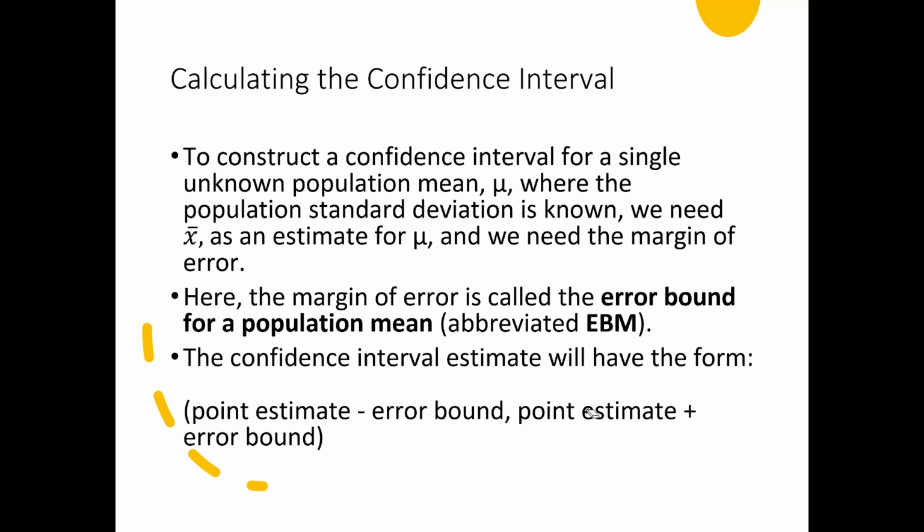Construct a confidence interval for a single unknown population mean mu, where the population standard deviation is known. So somewhere in the problem, they tell you sigma equals, or the population standard deviation is. We need X bar as an estimate for mu, and we need the margin of error. The margin of error is called the error bound for a population mean, or EBM. So EBM is the margin of error.